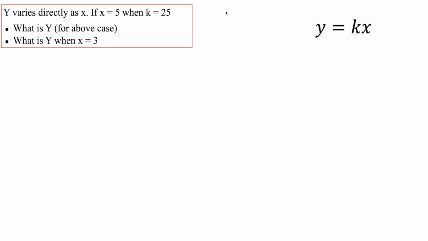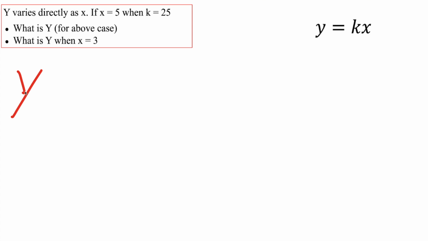Now this is our last problem. I would recommend pausing the video and attempting it. So it says y varies directly as x. So again, we can use the direct variation formula. If x is equal to 5, when k is equal to 25, what is the y value for the above case? So this time they gave us the k value and they gave us the x value, and we want to solve the y value.